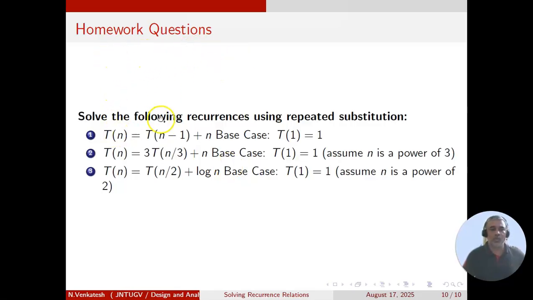Okay, and so the homework questions are T(n) is equal to T(n minus 1) plus n. T(n) is 3 into T(n/3) plus n, and assume that n is a power of 3. And another one is T(n) is T(n/2) plus log n. Assume that n is a power of 2.